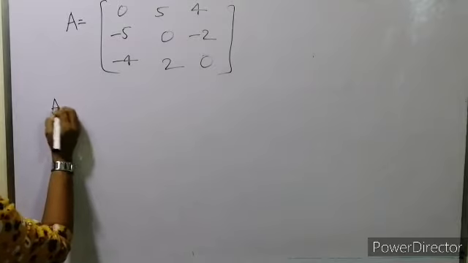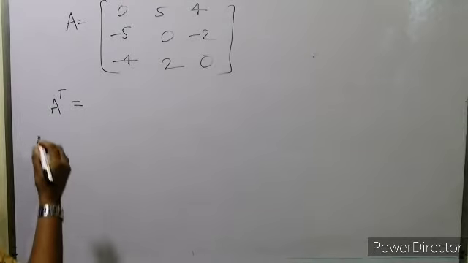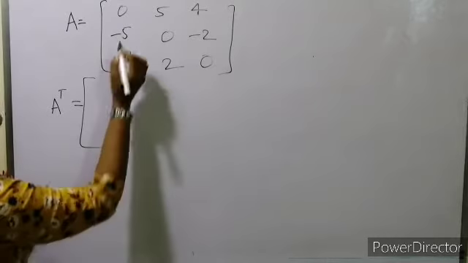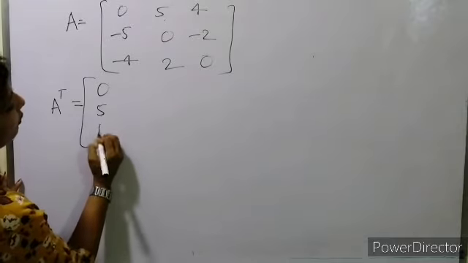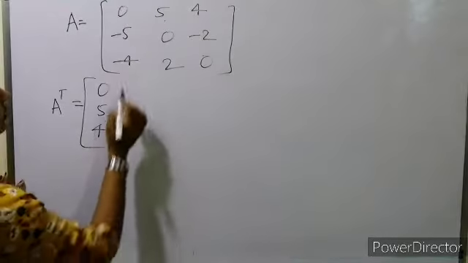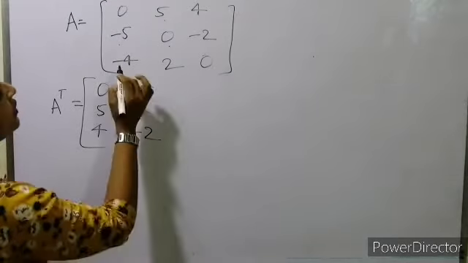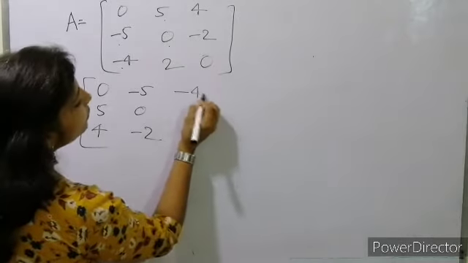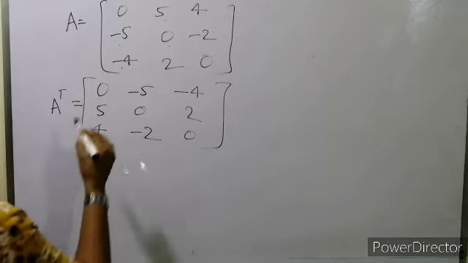Now we have to find out A transpose. We have to check whether this matrix is skew symmetric or symmetric. First of all, we'll find out A transpose. What will be the value of the transpose? The row is 0, 5, 4, so we'll write 0, 5, 4 column wise. We'll read row wise and write column wise. So minus 5, 0, minus 2 and minus 4, 2, 0. Okay, now we'll compare this.